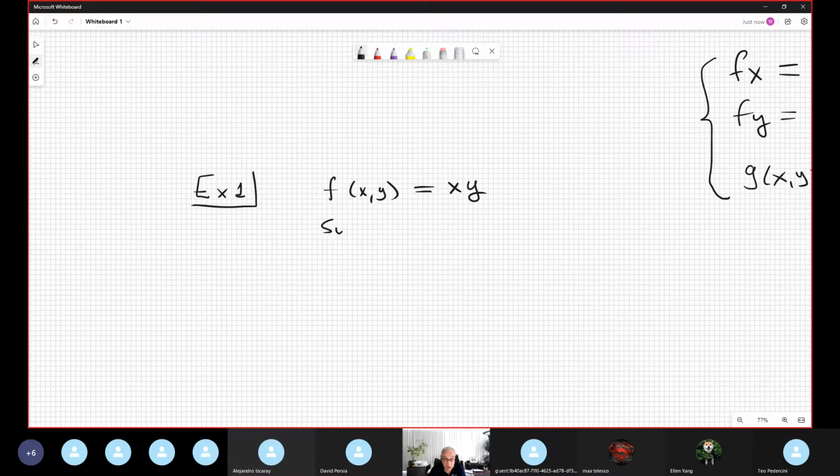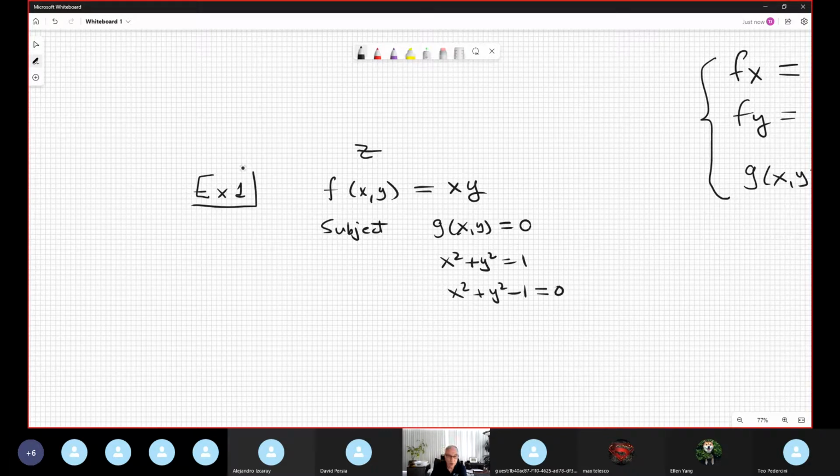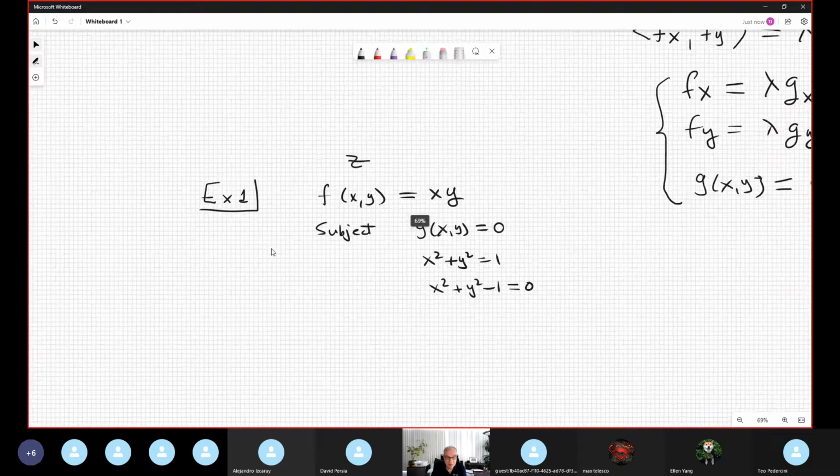So you write the constraint. The constraint is g(x, y) equal to 0. This is a typical format for the Lagrange multiplier. You define the function f, which by the way is like a 0, and the constraint, in this example, is x squared plus y squared equal 1. And in the format of the Lagrange, you put it implicit: x squared plus y squared minus 1 equal to 0. Okay.